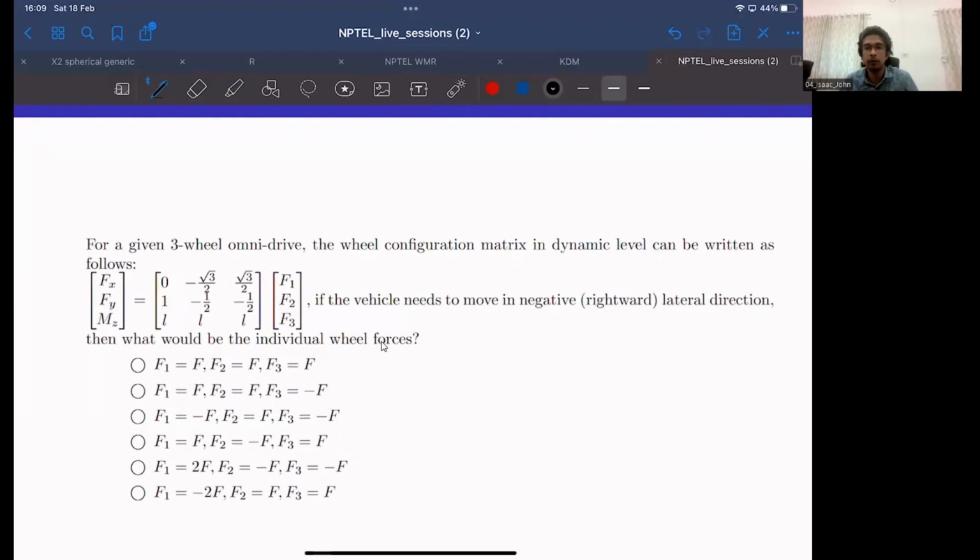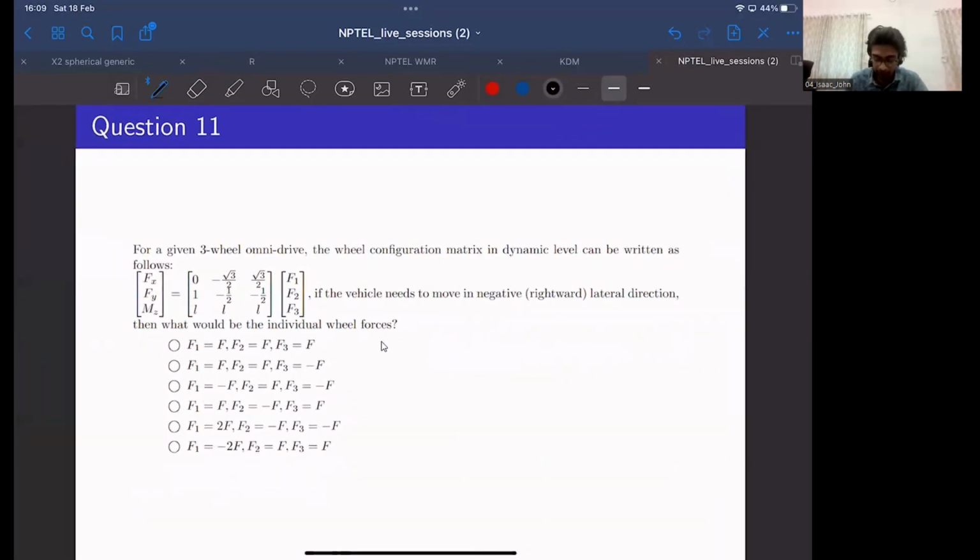Okay, so now we are changing the configuration. Now we are dealing with a 3-wheel omni drive. Since we haven't covered omni wheels in this tutorial, I'll simply reproduce the configuration. As per our lectures, throughout the course we have been using a mecanum wheel of this configuration.